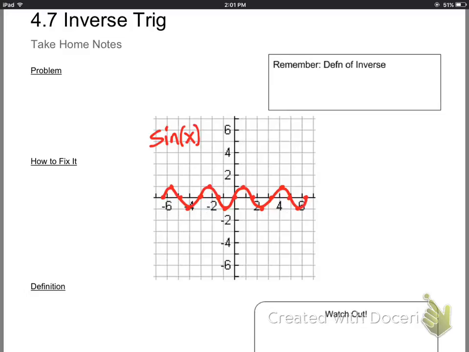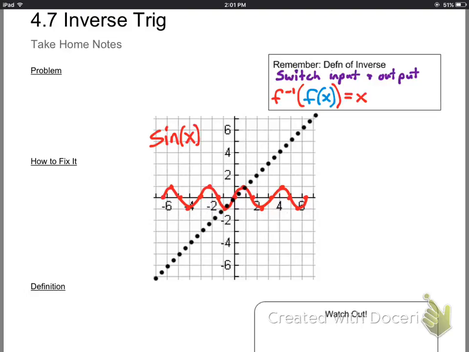Alright, now just a reminder about what inverse is. It's switching the input and the output. So in this case, when we have sine of x, the input is an angle and the output is a ratio, and we're going to switch those two when we talk about inverse. So if we have f of x, remember that f inverse of f of x equals x is one way to look at it.